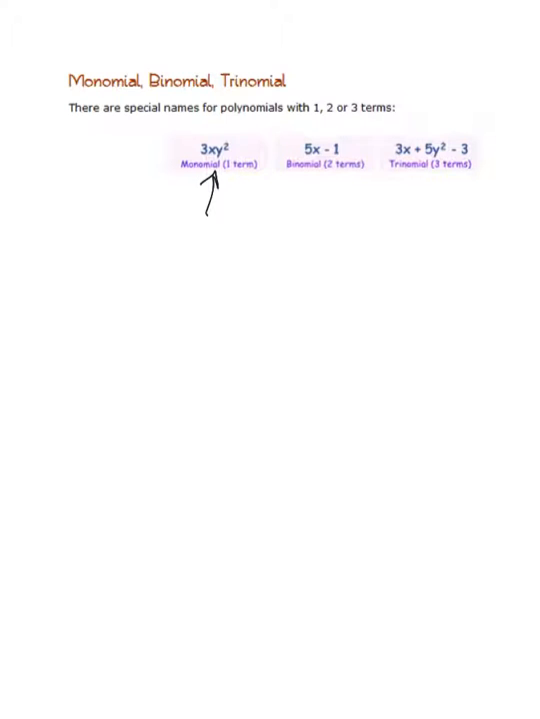All right, there's special names for polynomials. So monomial is a special polynomial. It has 1 term. Mono means 1. Binomial is a special polynomial. It has 2 terms. Bi means 2, like bicycle. Tri is the root word for 3. And it is a polynomial that has 3 terms. So monomial, 1 term. Binomial, 2 terms. Trinomial, 3 terms. 4 and above, it's just a polynomial. It doesn't have a fancy name.